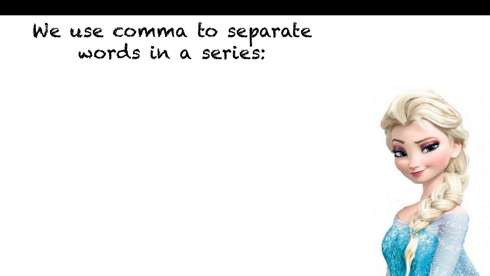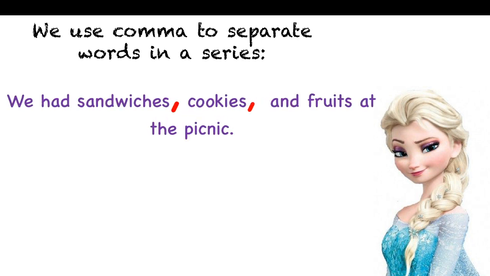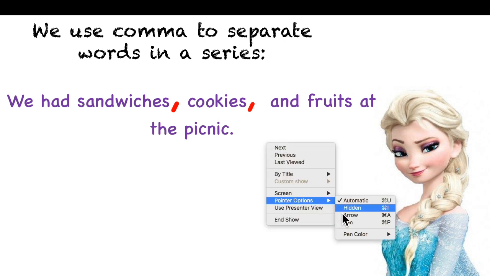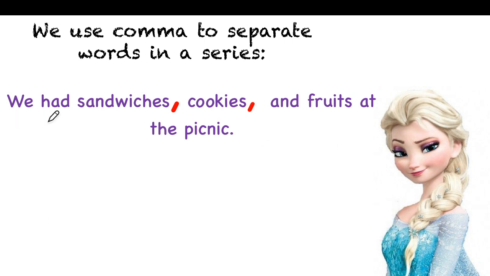This is the first way we use the comma. We use the comma to separate the words in the series. Now you need to understand what a series is. I have a sentence here. Have a look. We had sandwiches, cookies, and fruits at the picnic.